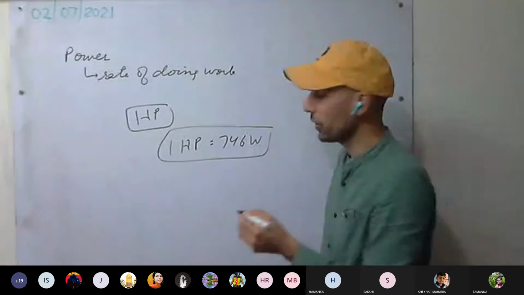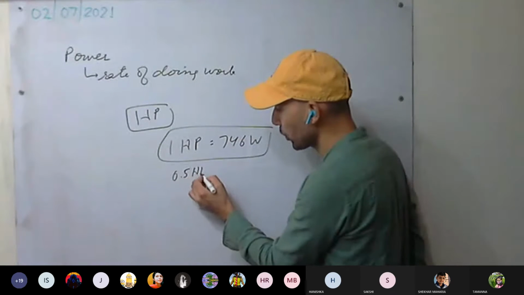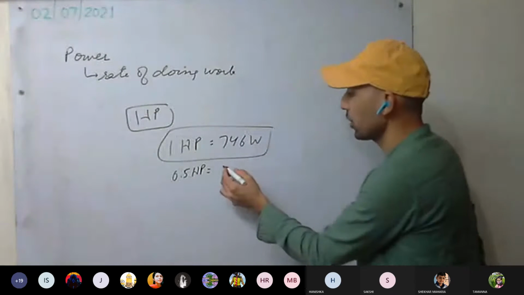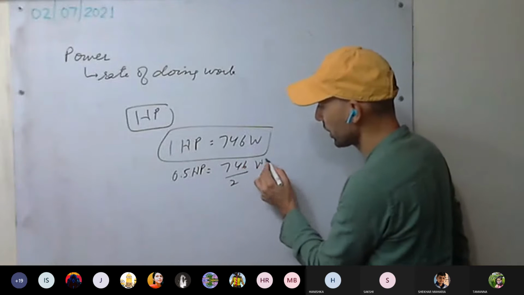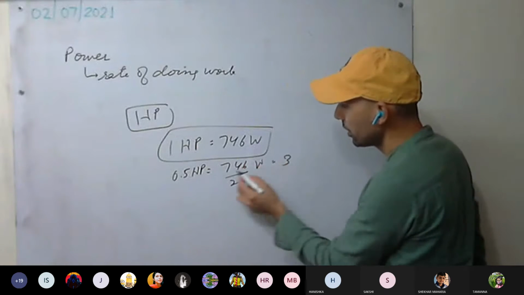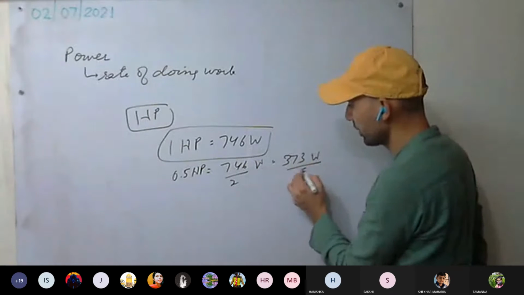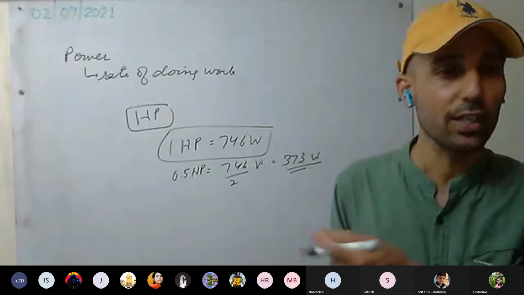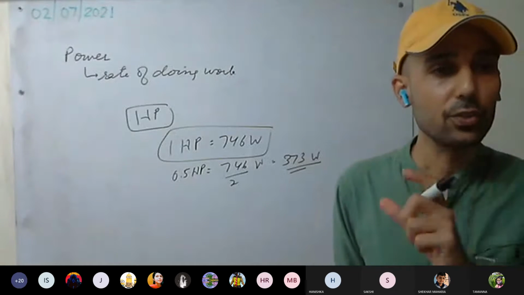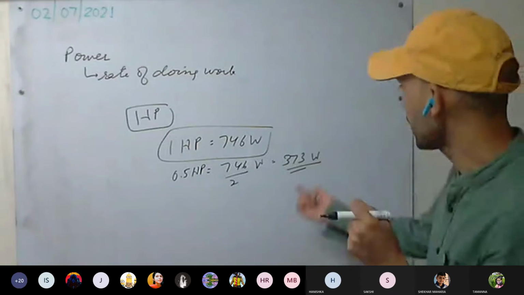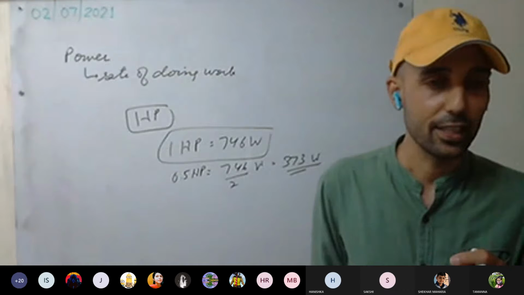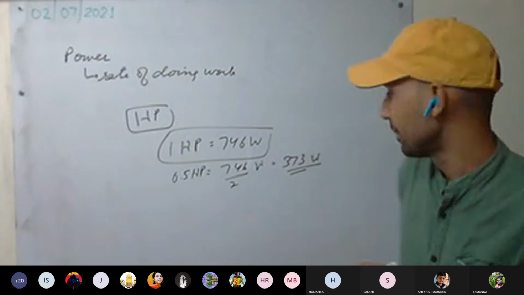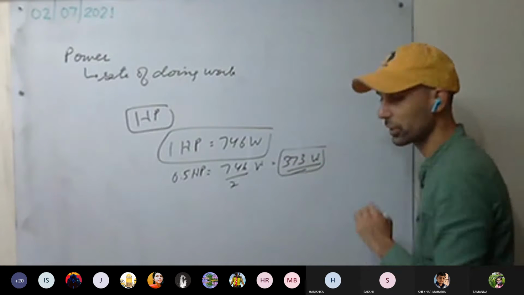So at home you are having a 0.5 HP motor. You can calculate how many watts it is rating: 746 divided by 2 watt. It is how much? 373 watt. Around 370, or we can say around 400 watt. That motor is doing work. How much work? Around 400 joule per second. That much amount of work your motor is doing per second, nearly approximate. So it is of 373 watt.